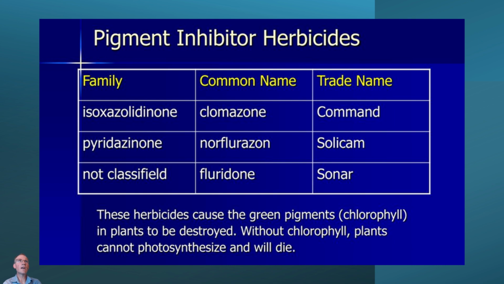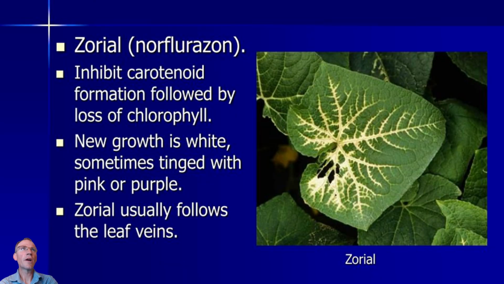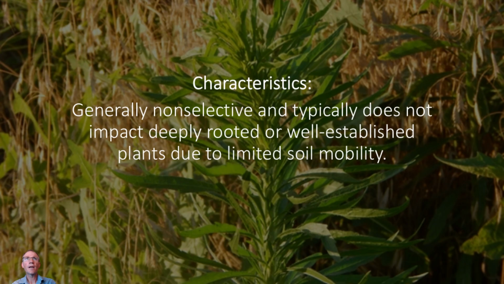These herbicides cause the green pigments, chlorophyll, in plants to be destroyed. Without chlorophyll, plants cannot photosynthesize and will die. Zorial, norflurazon, inhibit carotenoid formation, followed by loss of chlorophyll. New growth is white, sometimes tinged with pink or purple. Zorial usually follows the leaf veins. Characteristics: generally non-selective, and typically does not impact deeply rooted or well-established plants due to limited soil mobility.